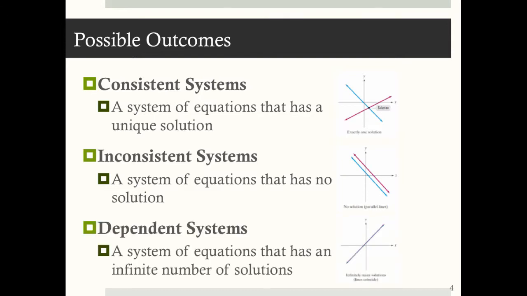And then finally, you may have something that's called a dependent system, which means that even though the equations may look slightly different, they actually are the same thing, and they lie on top of each other, which means that there's an infinite number of solutions. We'll go through examples of each.